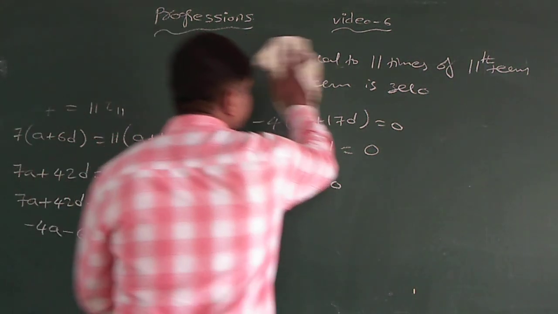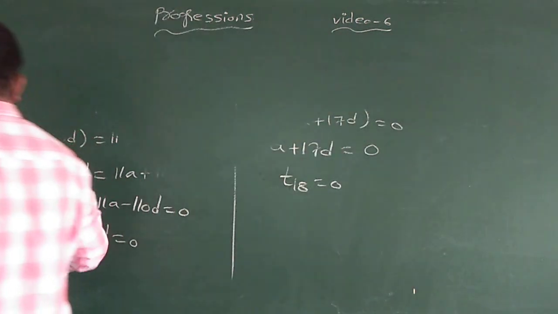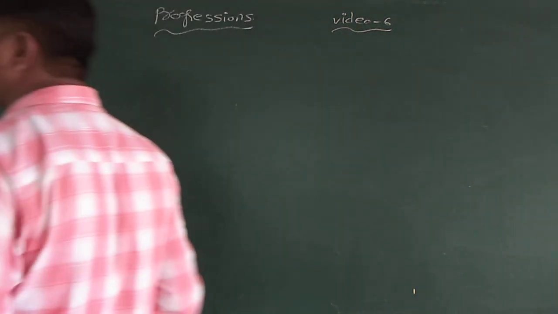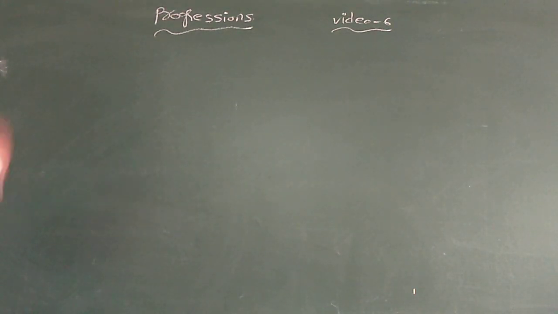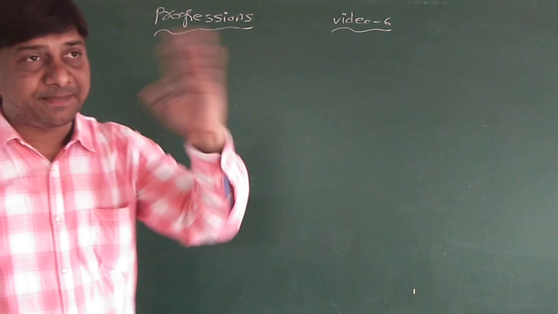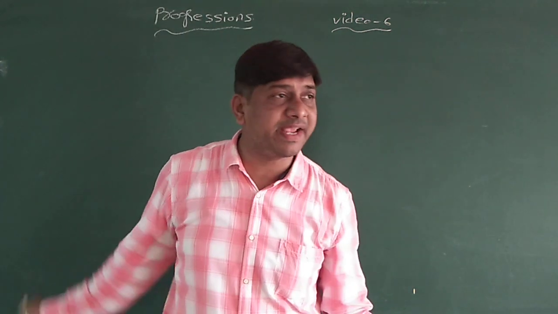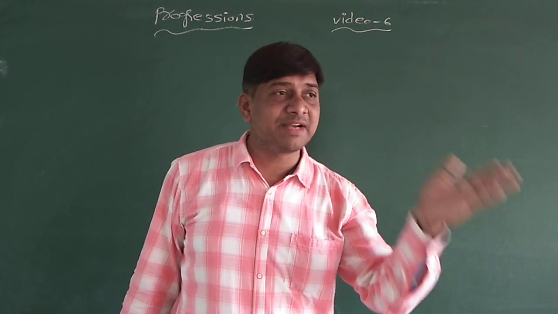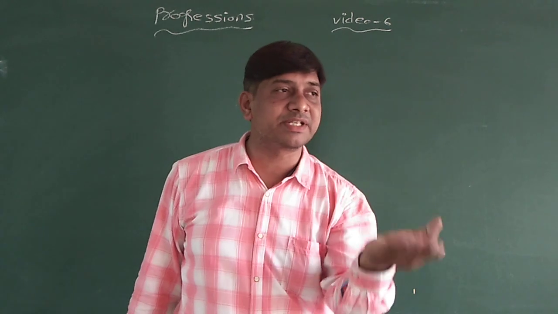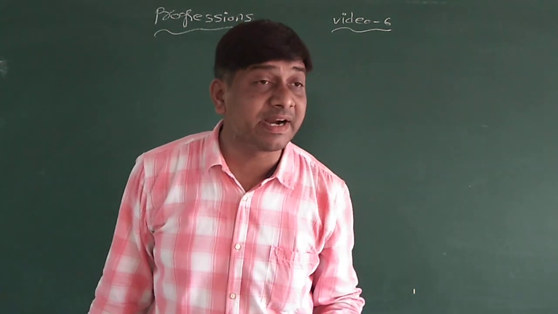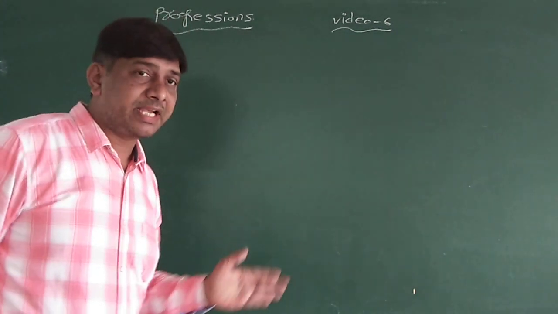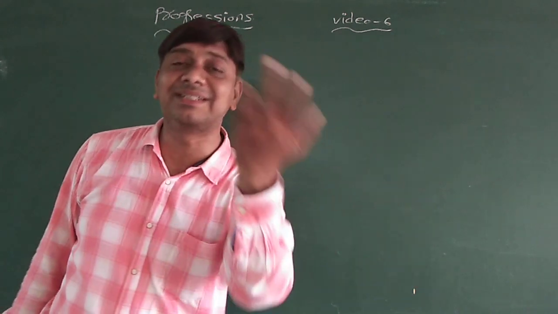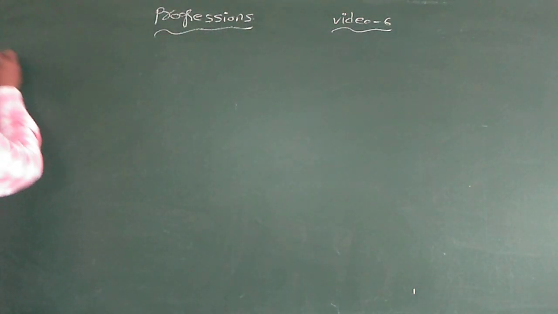Next. Same procedure. If m times the mth term is equal to n times the nth term of an AP, then prove that the (m plus n)th term is 0. 7 times the 7th term and 11 times the 11th term gives 7 plus 11, which is 18, so the 18th term is 0. In the same way, if 20 times the 20th term equals 21 times the 21st term, then the 41st term will be 0. 10 times the 10th term and 100 times the 100th term gives the 110th term will be 0.